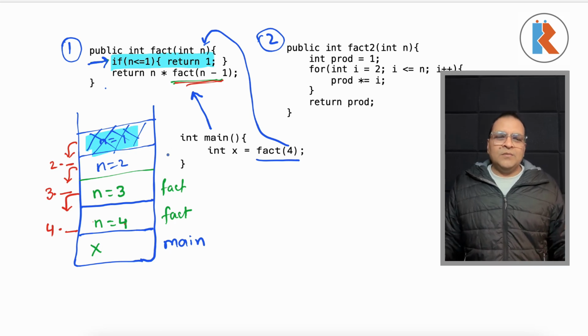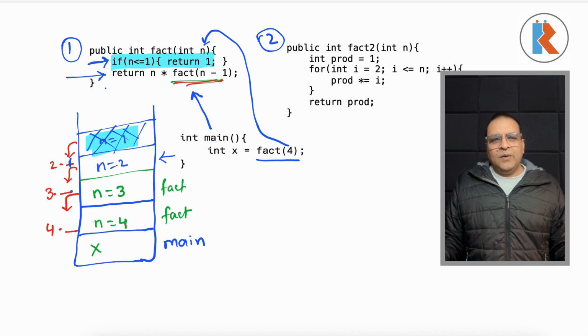Now the control comes to the function where n is 2. And what is the value being returned? The value returned is 1. At this point, this function will just multiply 2 and 1 and it will return 2 into 1, 2, to the function where n is 3. Now because this function also returns, the control comes to the function where n is 3.